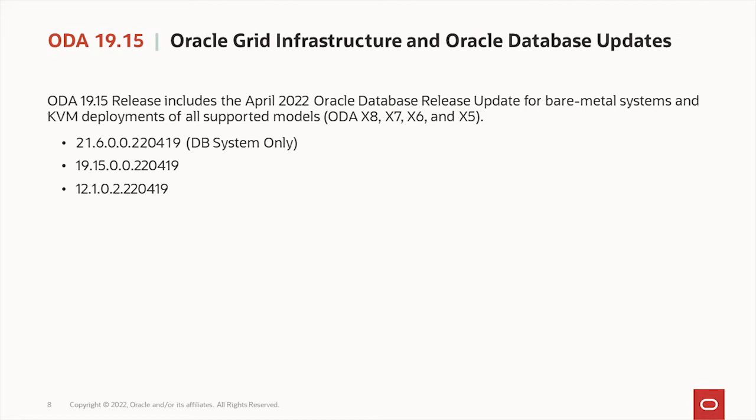Paul, go ahead. Okay. Hey, thanks, Carlos. So I'll go over some of the new software features with the new ODA 1915 release. Of course, we always release the latest database release update with all the bug fixes. So ODA 1915 will include all the April 2022 Oracle RUs, and with 1915 we support three versions of database: 12.1, 19.15, and also 21.6, which is in the KVM or DB system only.